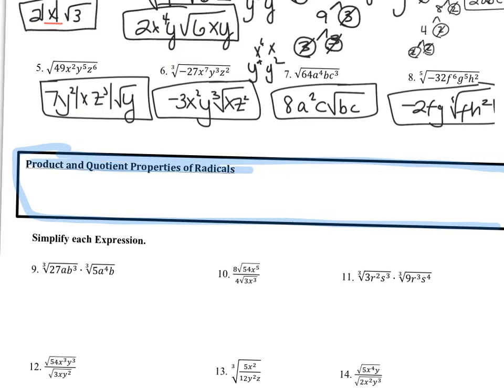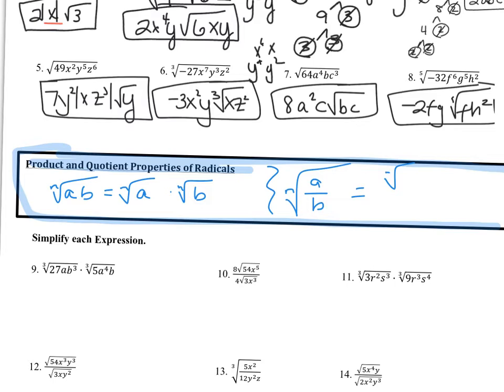The product quotient tells me if I have an nth root of a times b, that's the same thing as saying the nth root of a times the nth root of b. That's the product rule. The quotient rule is if I have the nth root of a over b, that's the same thing as saying the nth root of a divided by the nth root of b.